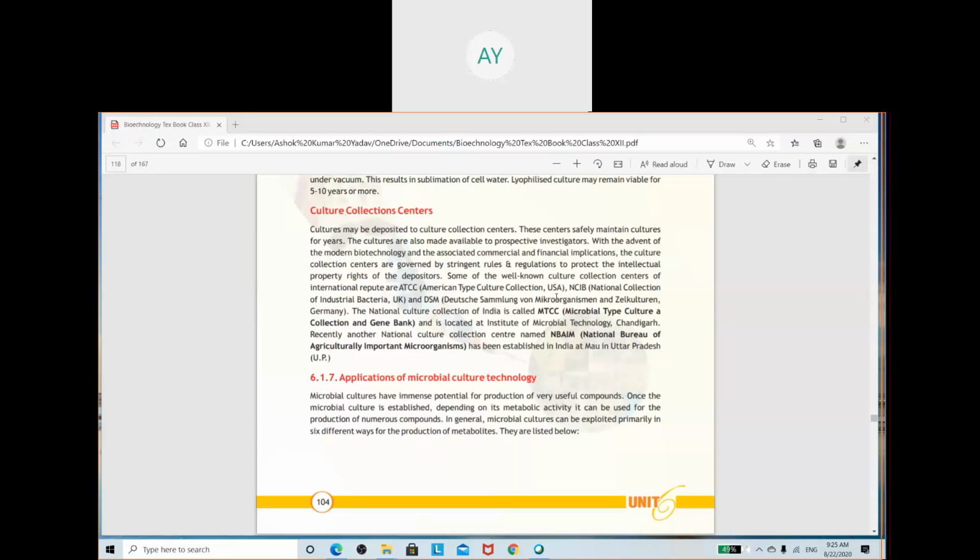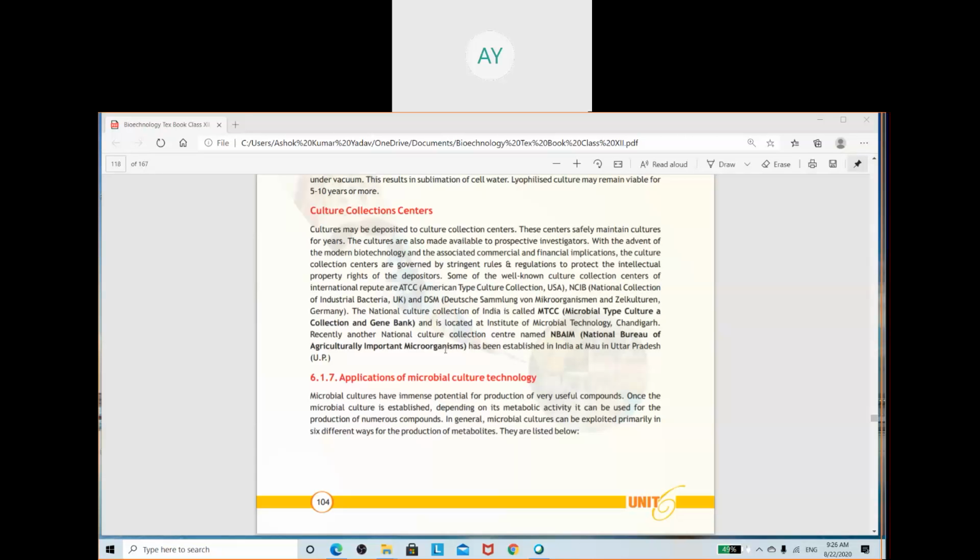And in India you will find the Institute of Microbial Technology, Chandigarh, the Indian culture collection center, and NBAIM, the National Bureau of Agriculturally Important Microorganisms, which is specific for agriculturally important microbes. They can be used as biofertilizer or for other purposes. Okay, so you must learn these examples. There are international type culture collection centers and national type culture collection centers, where we preserve cultures.